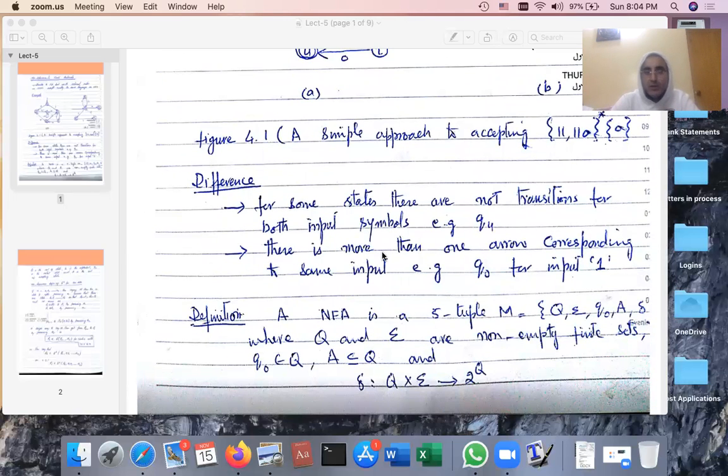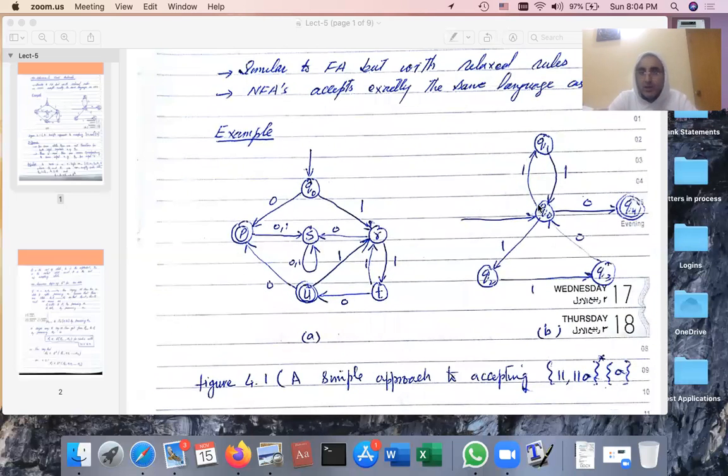Number two, there is more than one arrow corresponding to the same input, for example Q0 for input 1. If you see Q0, input 1 is going out, and input 1 is going out again.